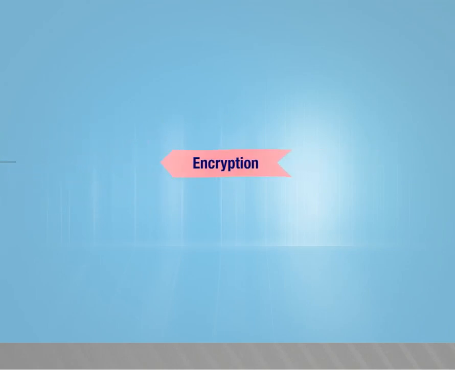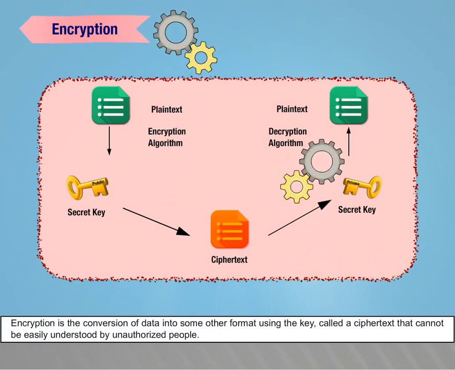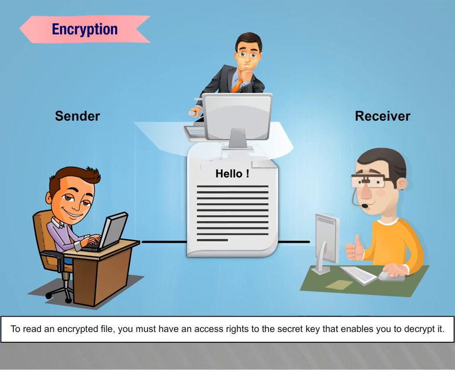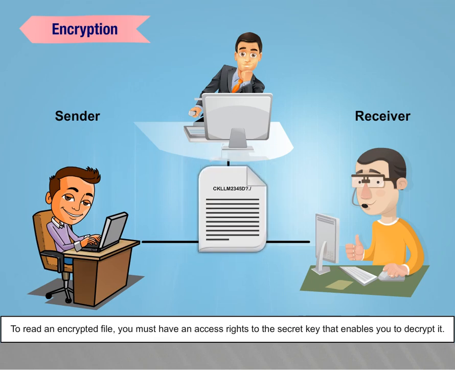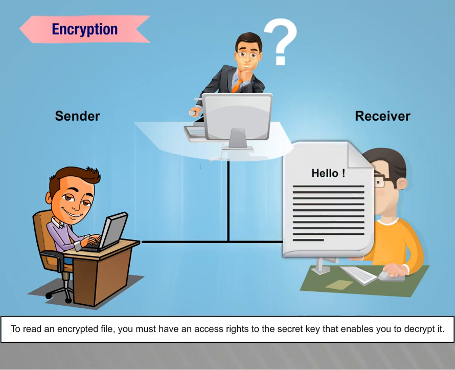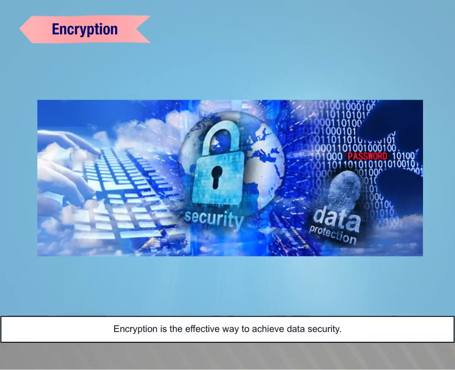Encryption. Encryption is the conversion of data into some other format, called ciphertext, using a key, so that it cannot be easily understood by unauthorized people. To read an encrypted file, you must have access to the secret key that enables you to decrypt it. Encryption is an effective way to achieve data security.